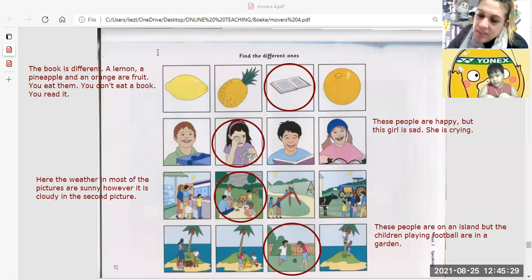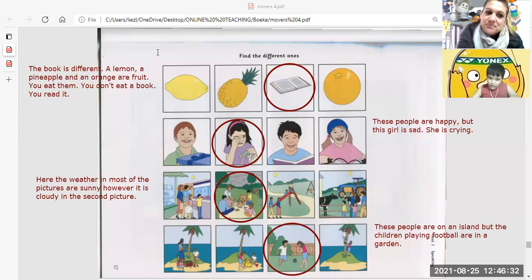These people happy, but... It doesn't say these people happy. What does it say? These people are happy. These people are happy, but this sad. This girl, you have to read it properly. This girl is sad. These people are happy, but this girl is sad. She is crying. No, it's not she is cry. She's crying. Yes, you have to read properly, okay?